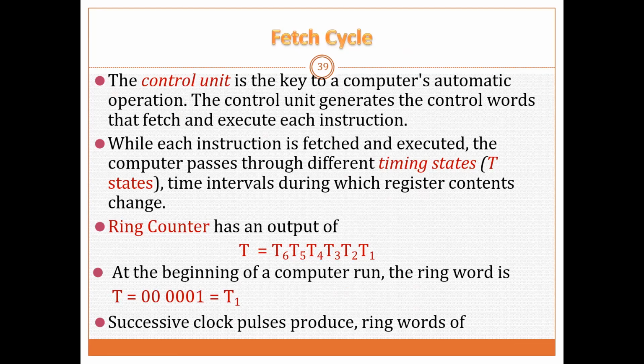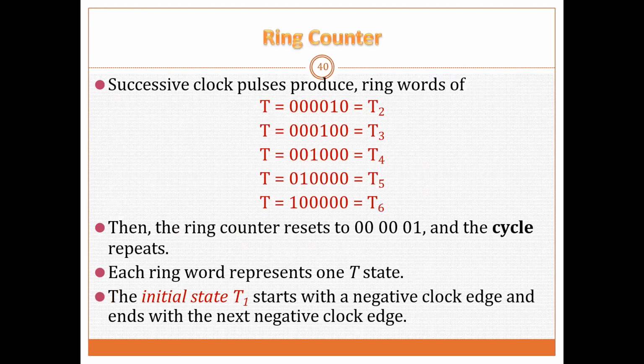Fetch cycle. The control unit is the key to a computer's automatic operation. The control unit generates the control words that fetch and execute each instruction. Ring counter. Successive clock pulses produce ring words of T equals 0, 1, and so on, up to T equals 2.